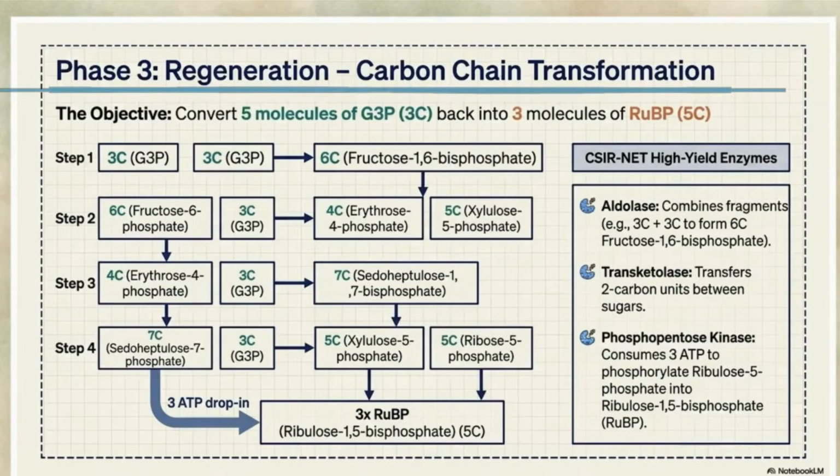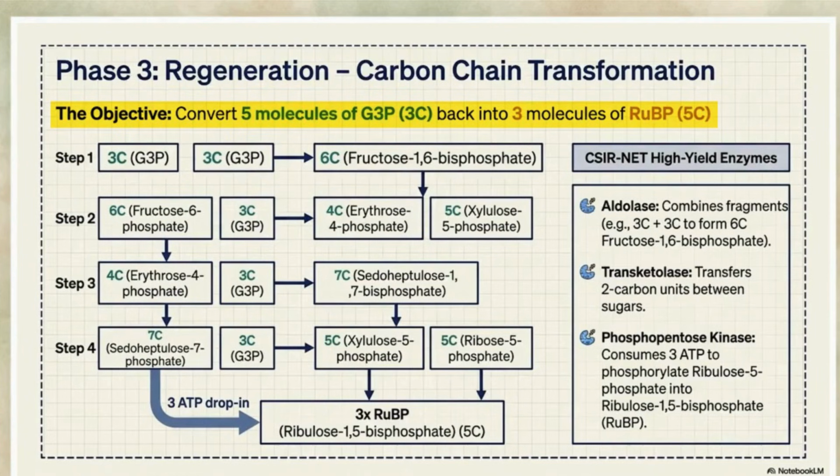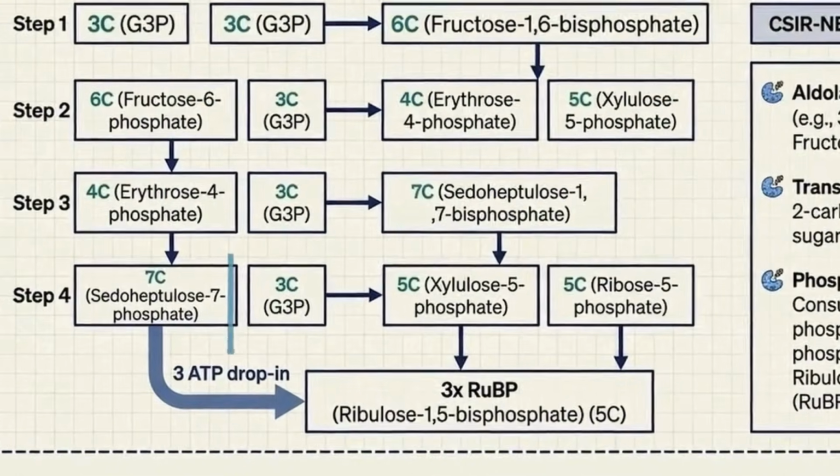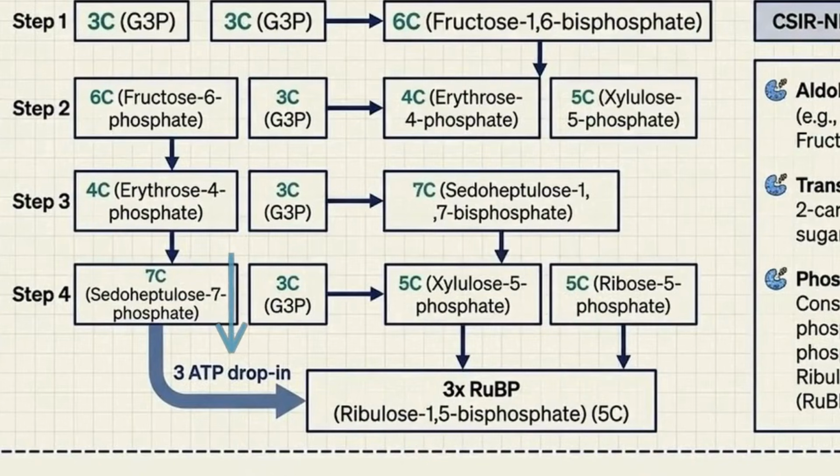This is a complex carbon chain transformation where the plant must constantly rebuild its initial carbon acceptor, RuBP, or the entire cycle halts. Finalizing that regeneration requires one last energetic payment, a drop-in of 1 additional ATP per fixed carbon to prime the newly rebuilt RuBP.